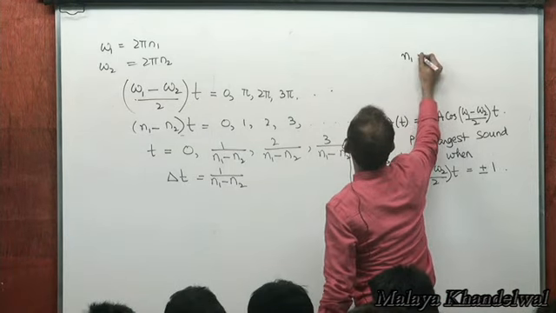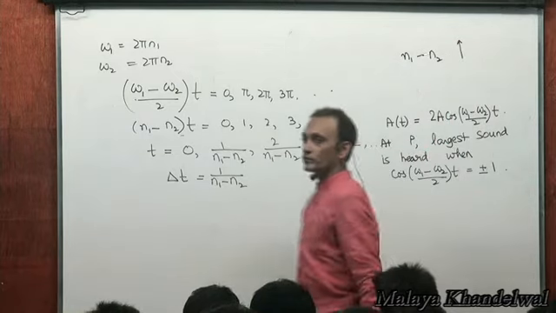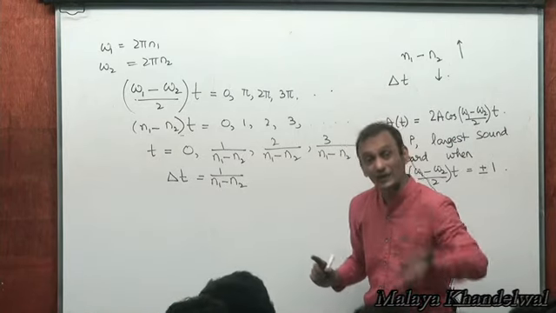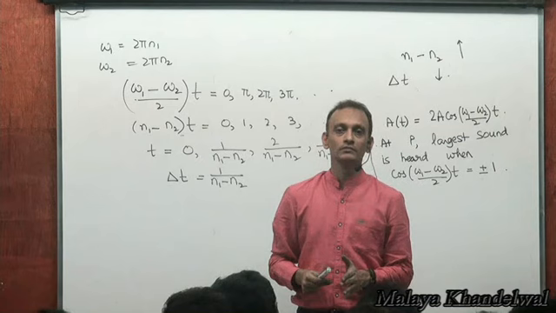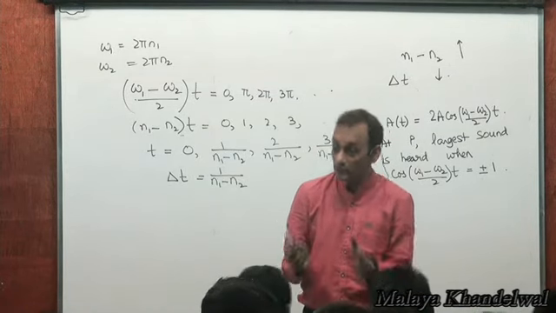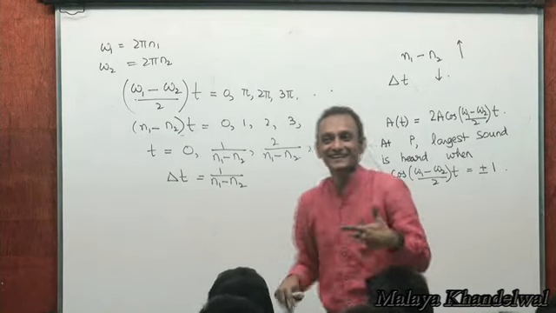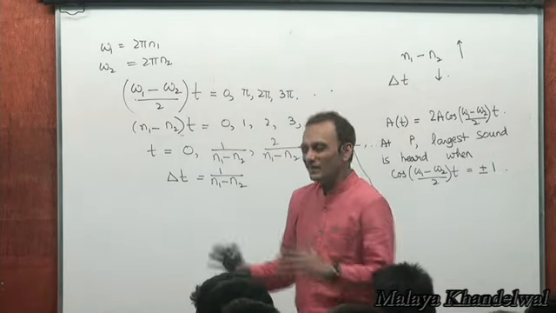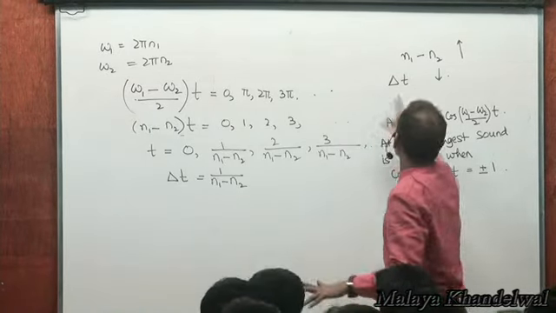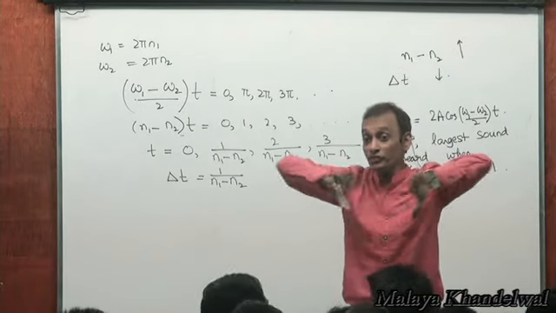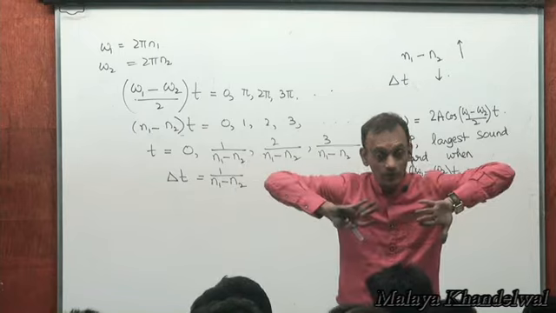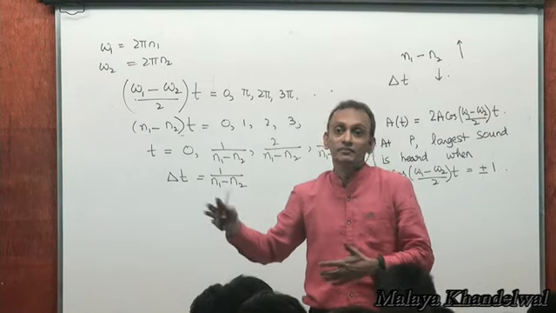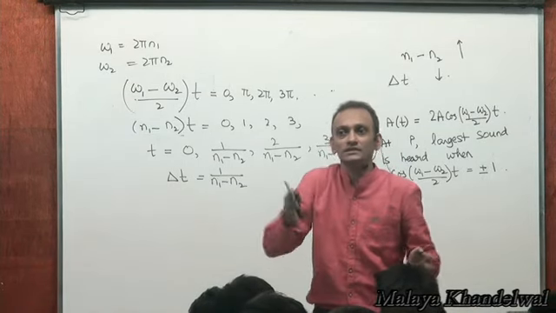Now, if I increase the difference in the frequency, then delta T will decrease. The interval between two successive large sounds will decrease. Then you will hear like a tuck, tuck, tuck, tuck, tuck. The interval between two tucks decreases, right? If you keep on increasing N1 minus N2, that means if the difference between the two superimposing frequencies keeps increasing, then delta T will keep decreasing. Then you will hear tuck, tuck, tuck, tuck, tuck, tuck.